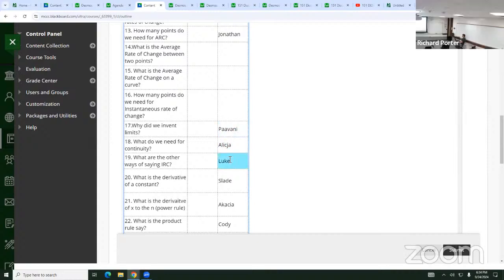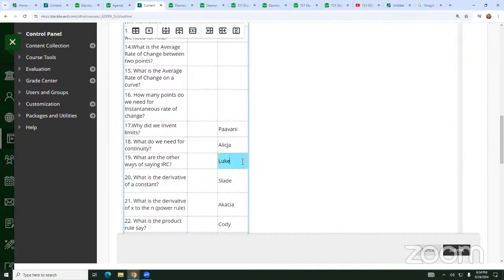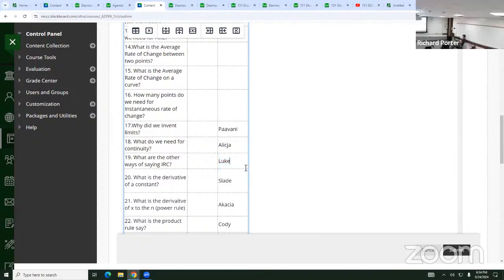Okay, good. Luke, what are the other ways of saying instantaneous rate of change? The derivative or slope of the tangent line. Mm-hmm. Derivative, slope of the tangent line. Some more. Velocity or dy dx. Yep. That's it. Very good. Sleep, what's the derivative of a constant? 0.